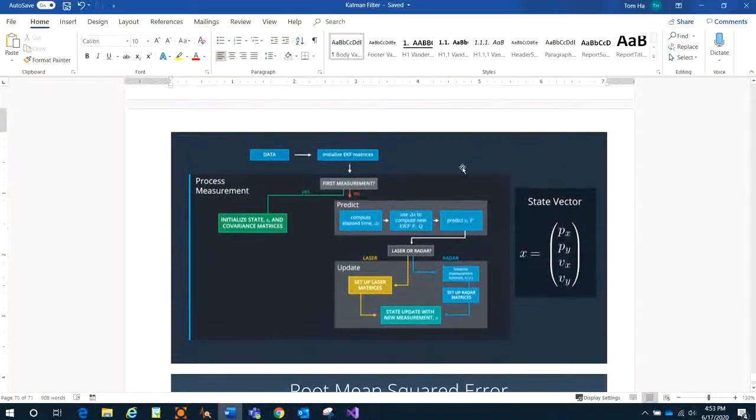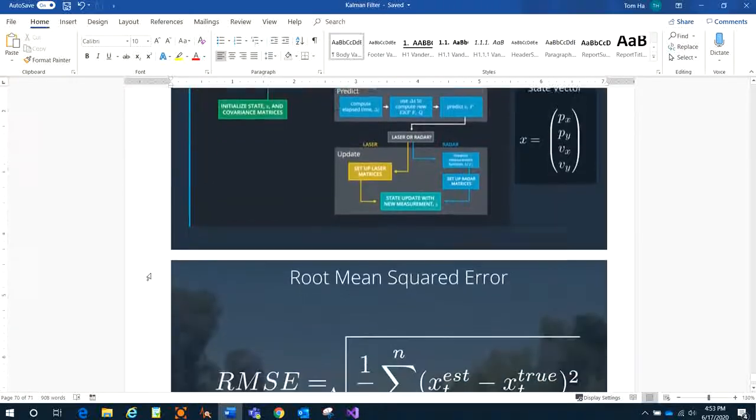So that's all the methods, all the steps we have watched from the last video to this video. You can understand how to combine the two sensors, laser and radar, and apply them to the Kalman filter. And that's it. It's crazy, but understandable, right?